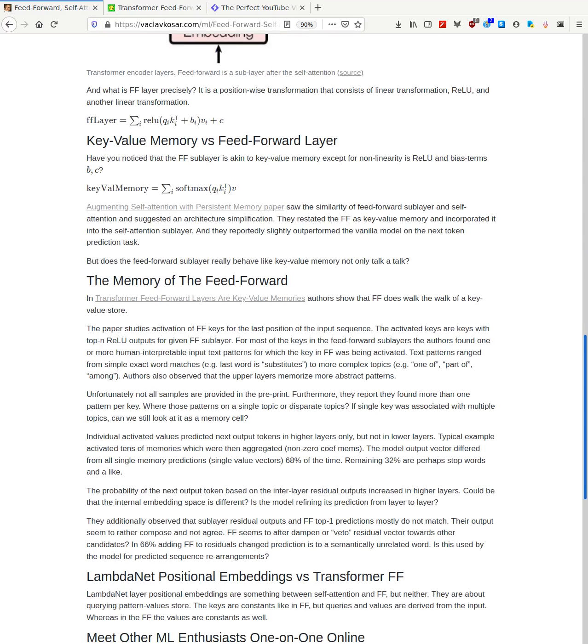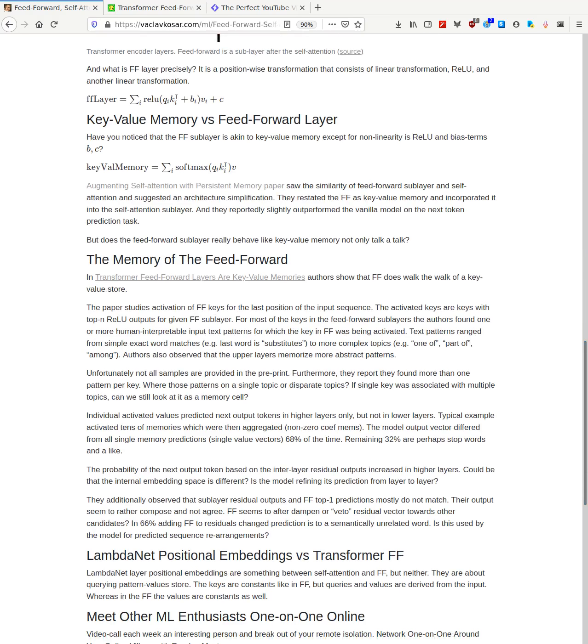So we have the similarity. The feed-forward layer is like key-value memory, and that is like self-attention. So if it's so similar, why has nobody tried to replace the feed-forward sublayer with just some addition to the self-attention? Well, somebody did restate the feed-forward layer as a key-value memory and incorporated it into the self-attention sublayer. And they slightly outperformed the vanilla model on the next token prediction task, actually.